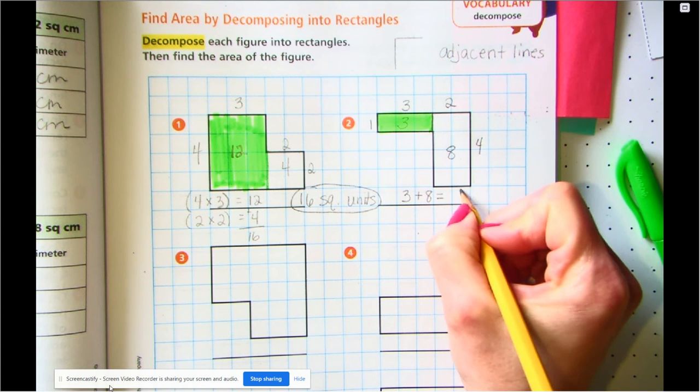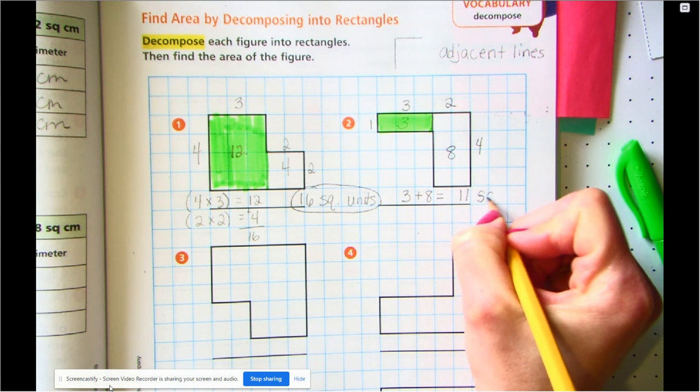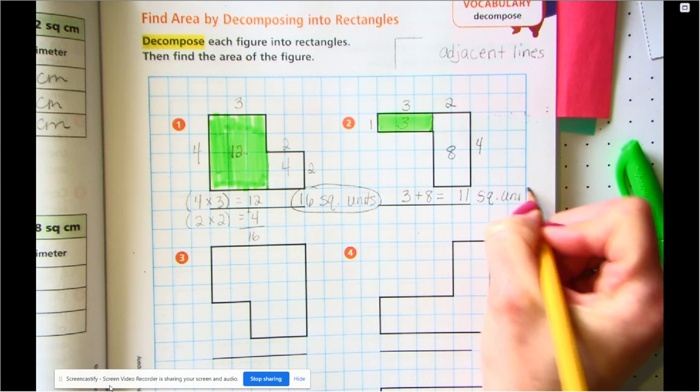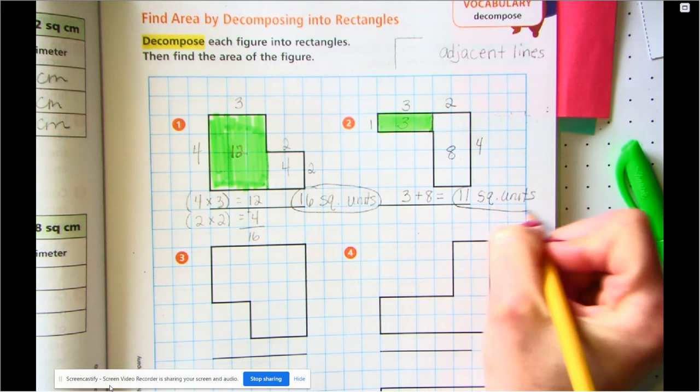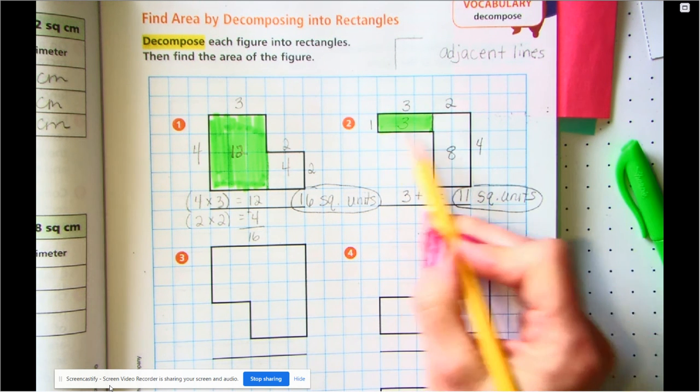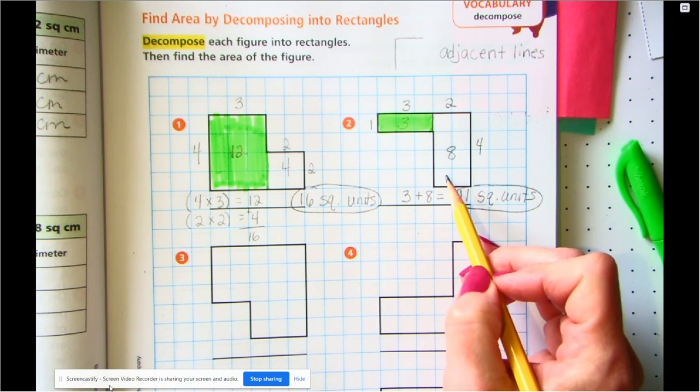You got it. It's 11 square units. That is the area of this entire figure. Okay.